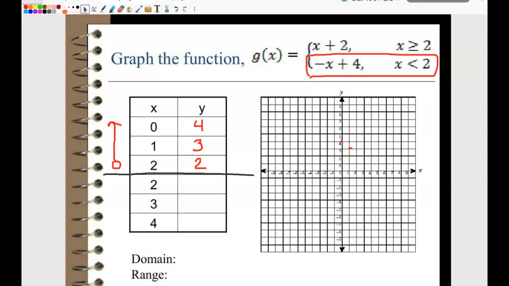It echoed that way. So we have 0, 4, 1, 3, and an open point at 2, 2. Do you like that nice open circle? Arrow up into this direction. The iPad is not my friend today.